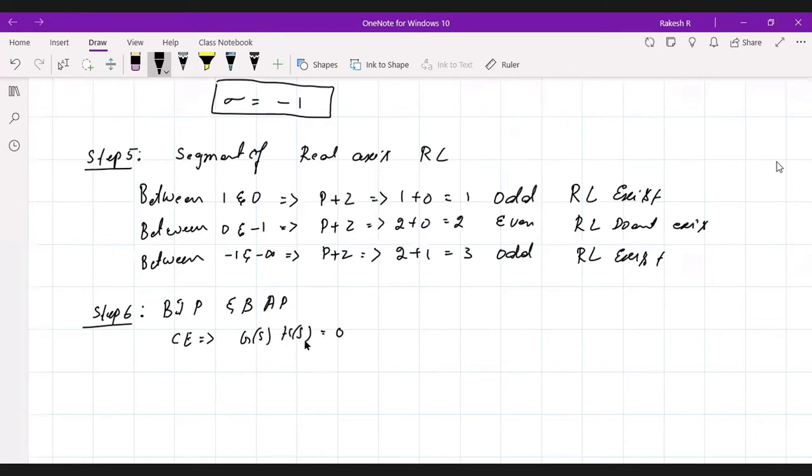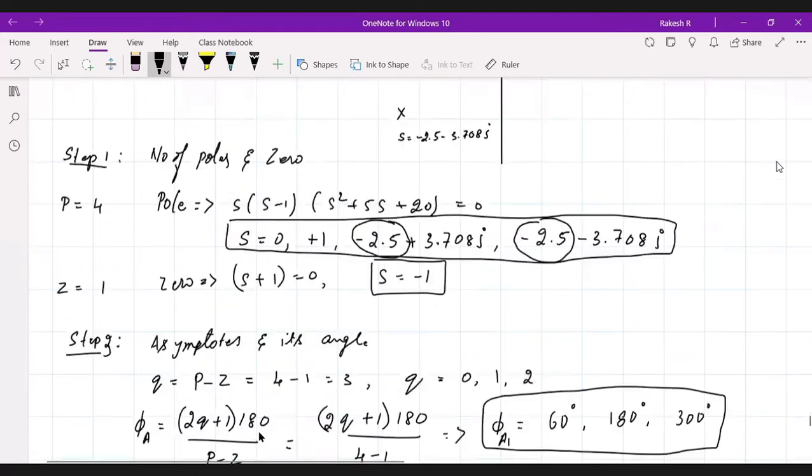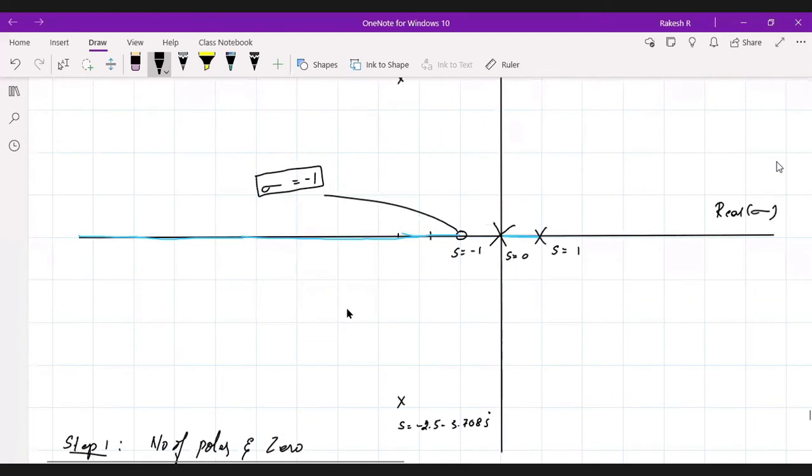Sir, in between -1 and -infinity, only P is equal to 2. How is Z equal to 1? See, let us assume this is -infinity, so I'll be covering up -infinity and counting towards the right. S equals -1 is the zero. The same thing we are doing between -1 and 0.